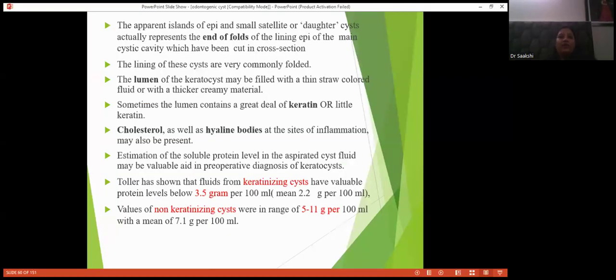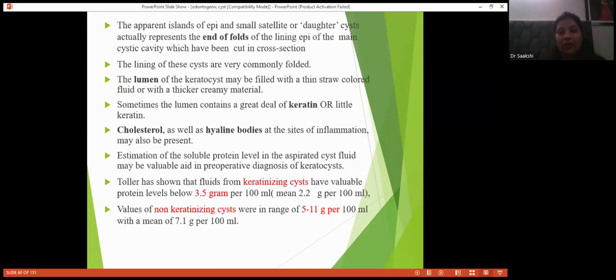The apparent islands of epithelium and small satellite or daughter cyst actually represents the end of the folds. मतलब जहाँ पे आपकी epithelium line fold कर जाती है, वहाँ जहाँ उसका end होता है, तो हम उसको बोलते हैं they appear as a small satellite or daughter cyst. Now the lining of these cysts are very commonly folded. Sometimes the lumen contains lots of keratin, sometimes you see very little keratin.